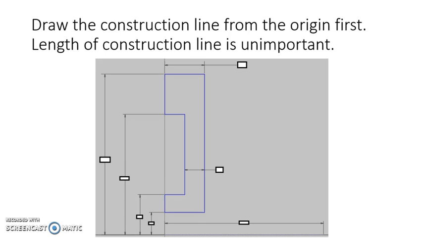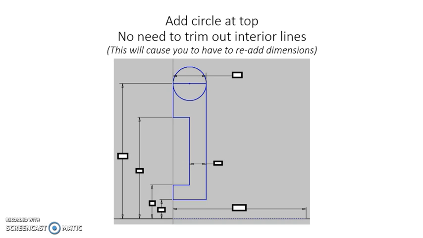After you get this shape done, before I click Finish Sketch, I need to go through and draw a circle on the top. There's no need to trim out all of these interior lines in the middle. It's not going to make any difference later on in our next step. But whenever you trim that stuff out, you're going to have to re-add dimensions. So I would suggest that you keep it all the same, just keep it looking like this.